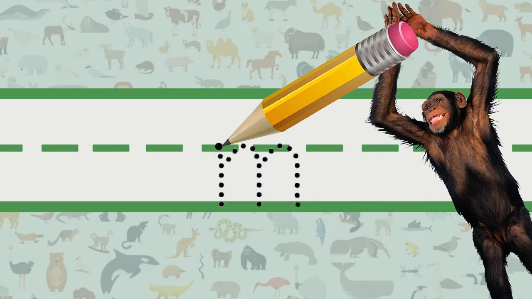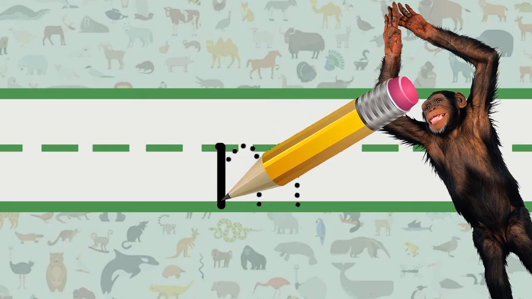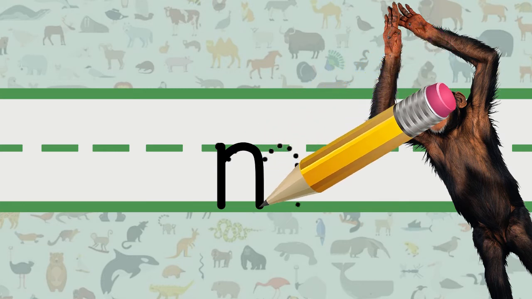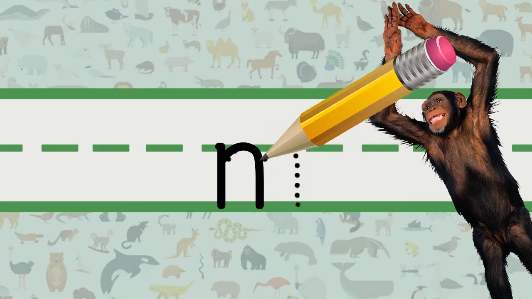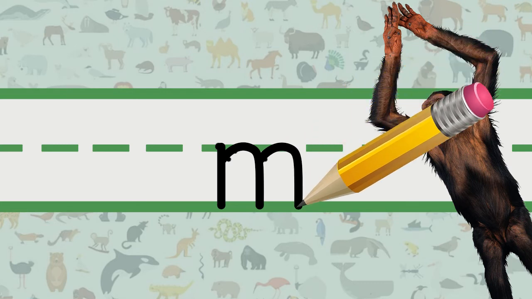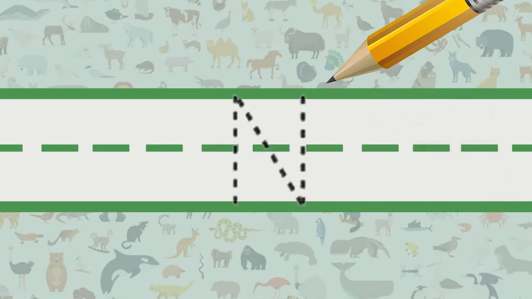Start at the middle and draw a straight line down to the bottom. Then go back to the middle and draw a curved line down to the bottom. Then go back to the middle and draw another curved line down to the bottom. Good job! Let's write the letter N.